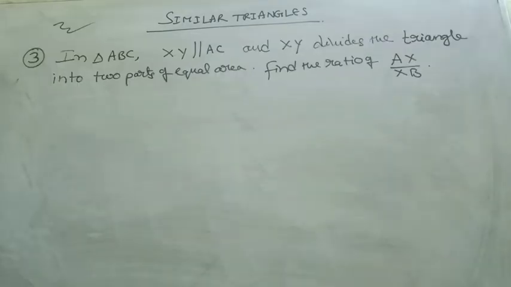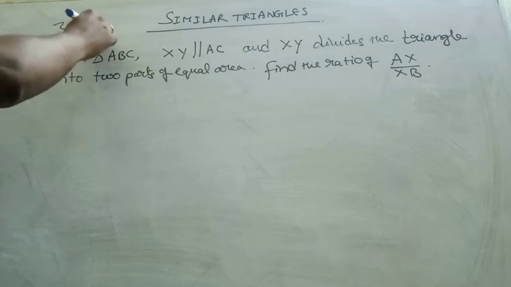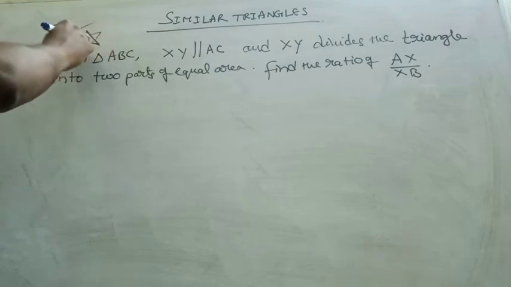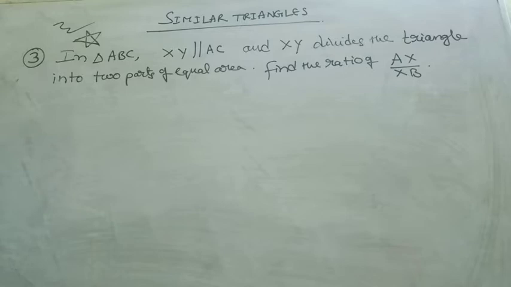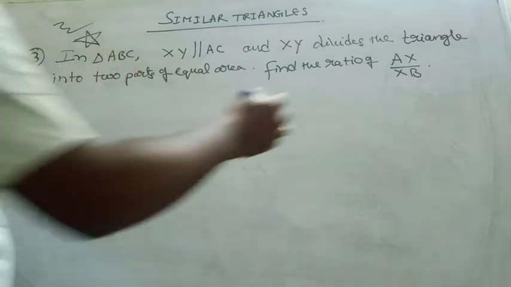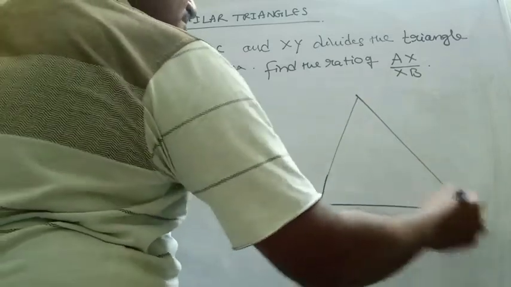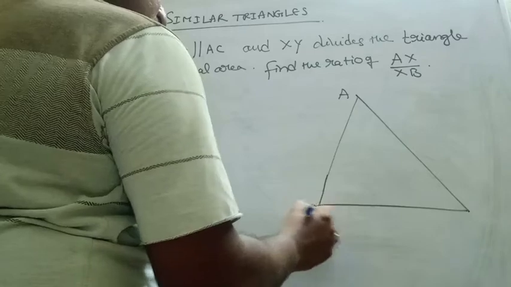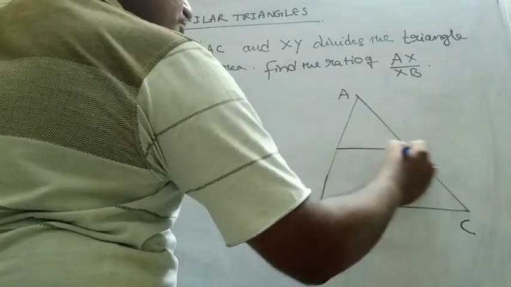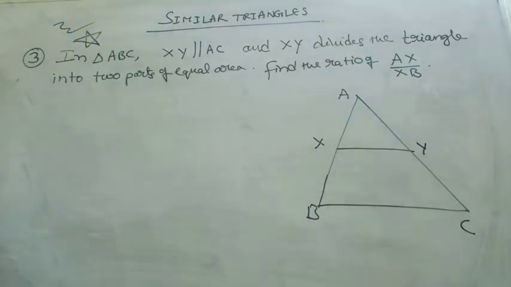Now see this problem, very very important, and it is a star marked problem, my dear students. Star marked problem. In triangle ABC, XY is parallel to AC. We have triangle ABC here. In triangle ABC, XY is parallel to AC, like this.